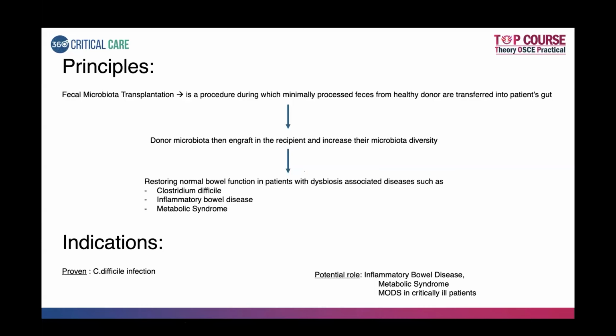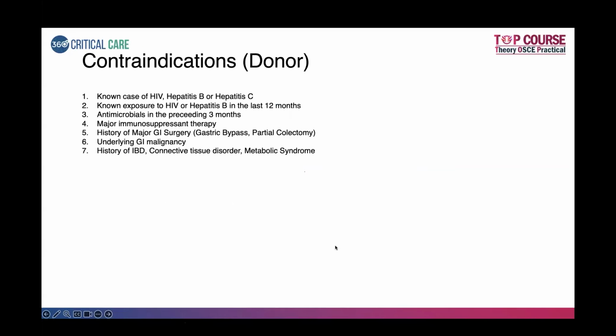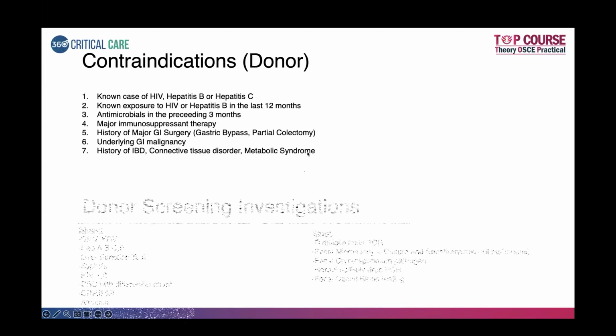The proven indication is in C. diff, with a potential role in inflammatory bowel disease, metabolic syndrome, and MODS in critically ill patients. Contraindications are known hepatitis B, C, or HIV, known exposure to HIV or hepatitis B in the last 12 months, antimicrobials in the preceding 3 months, major immunosuppression therapy, history of major GI surgery like gastric bypass or partial colectomy, underlying GI malignancy, history of IBD, connective tissue disorder, or metabolic syndrome.